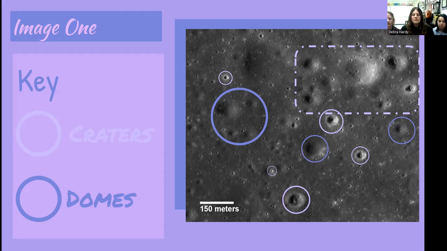So I will say, this is in Maria. This is on a Maria patch. The brighter areas you see are stuff that's been dug up from an impact and brought to the surface.